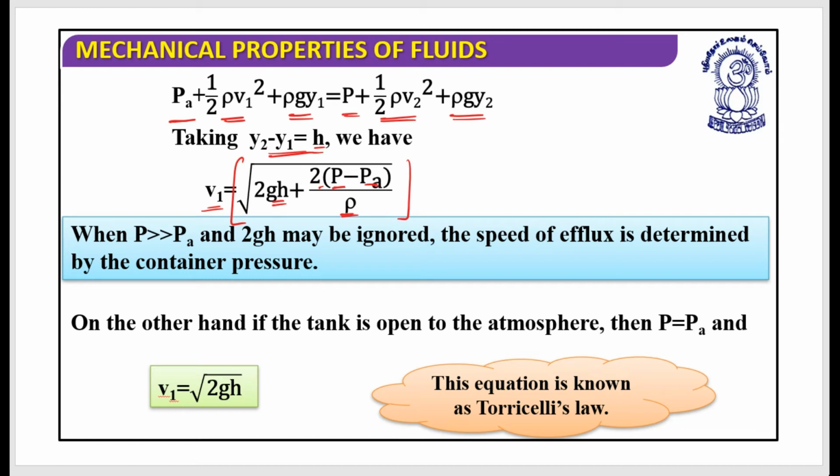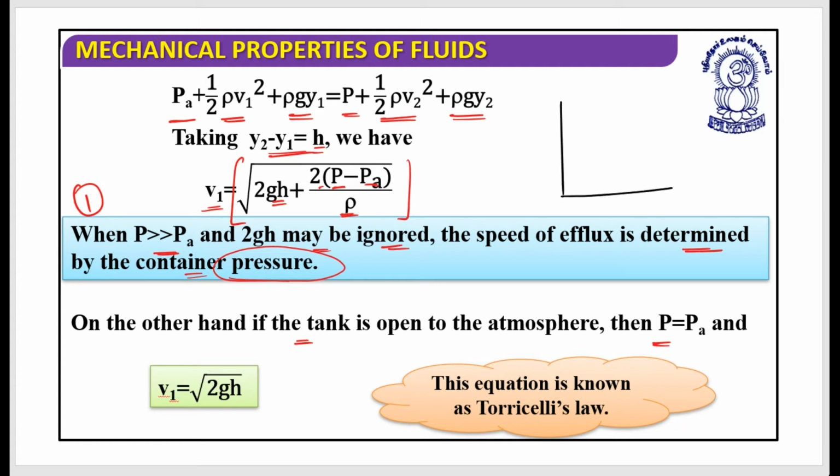Now if P is much greater than PA, and 2gh may be ignored, the speed of efflux is determined by the container pressure. This is one case, when the pressure is much greater than atmospheric pressure. But on the other hand, it could be the case that the tank is open to the atmosphere, and this would be the situation.